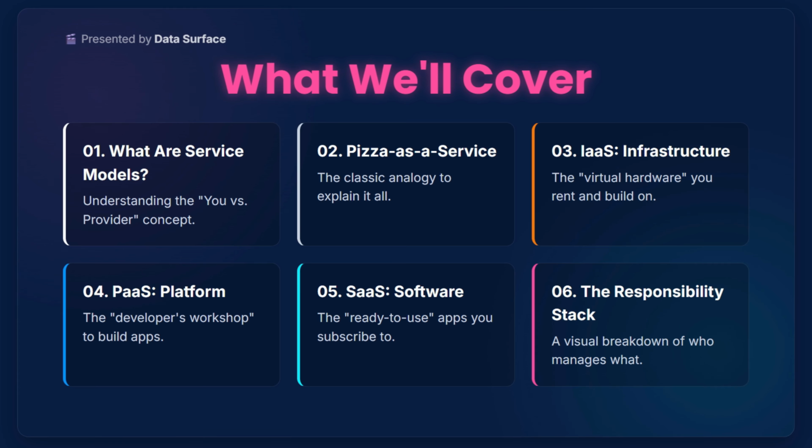So here is what we will go through as part of today's session. First, we will understand what a service model actually means. Then we'll use one of my favorite examples, the pizza as a service analogy. Trust me, it's the easiest and most fun way to understand this concept. After that, we'll meet the three big models: infrastructure as a service, platform as a service, and software as a service. And finally, we'll wrap up with a clear visual chart showing exactly who manages what in each model.